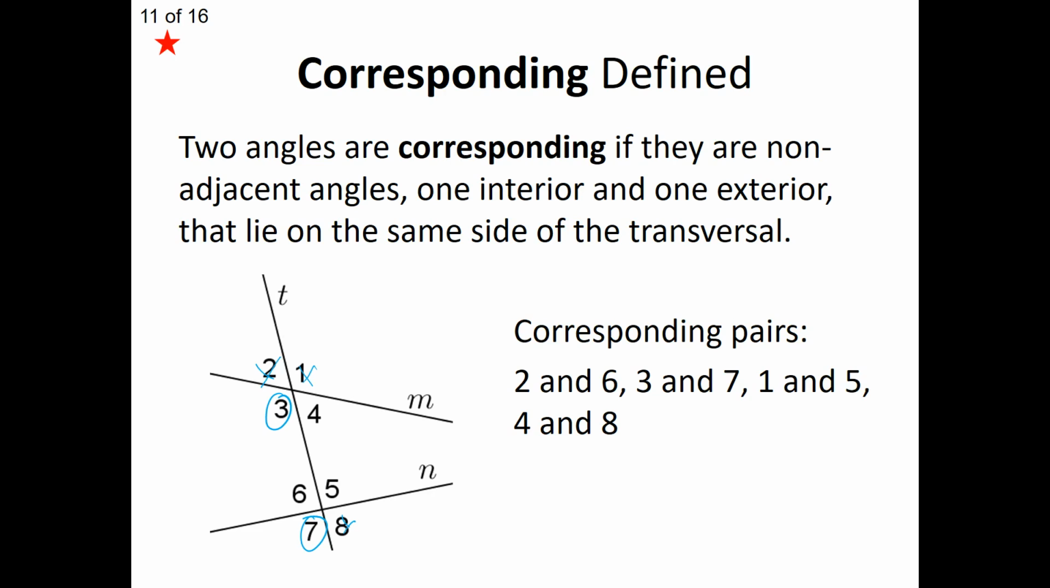So angle 3 and angle 7 are a pair of corresponding angles. And we can follow along again with the other angle pairs. I have angle 2 and angle 6, and then angle 4 and angle 8 would be pairs of corresponding angles.